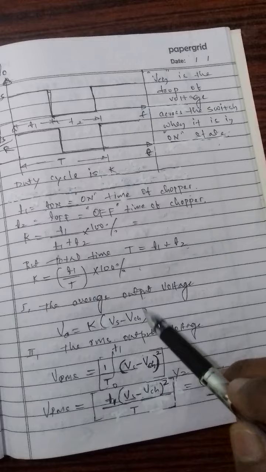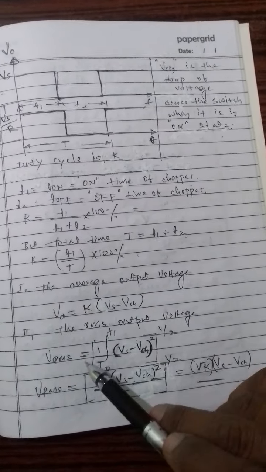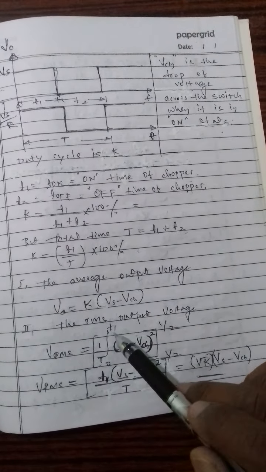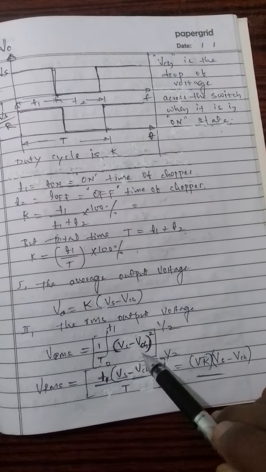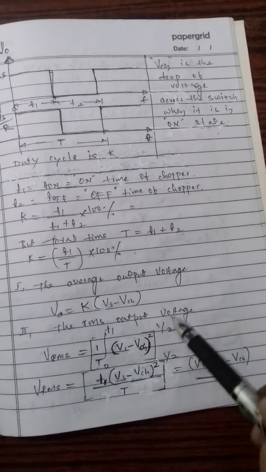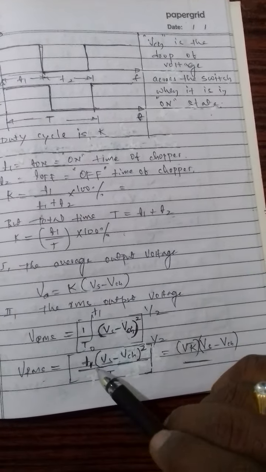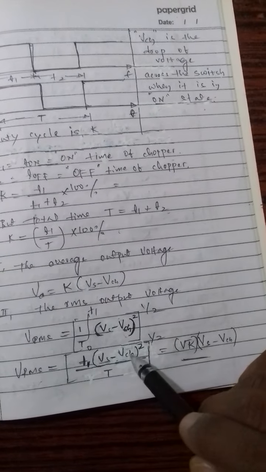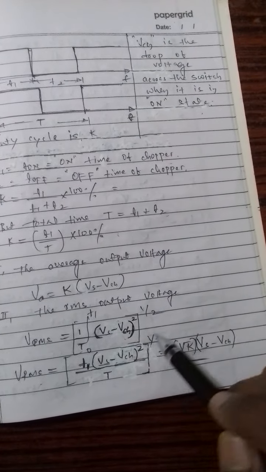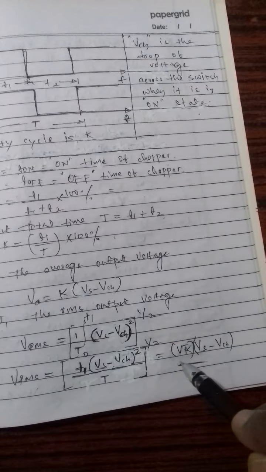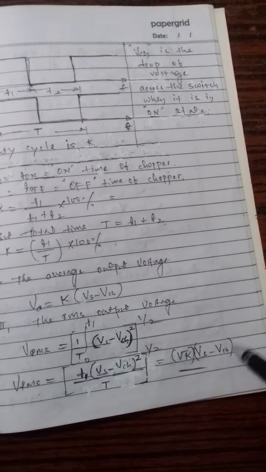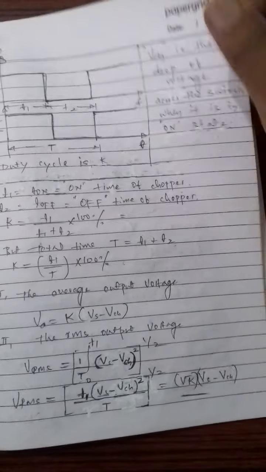The RMS output voltage is Vrms is equal to 1 upon T integral 0 to T1 of Vs minus Vch whole square, whole raised to 1 by 2. Vrms is equal to square root of T1 into bracket of Vs minus Vch whole square upon T, which is equal to square root of K into bracket of Vs minus Vch. That is the RMS output voltage.